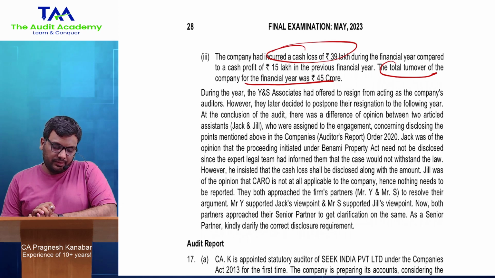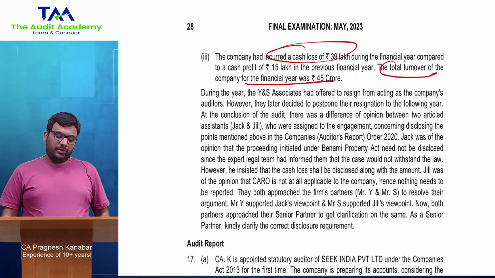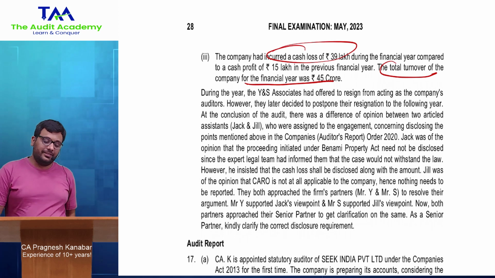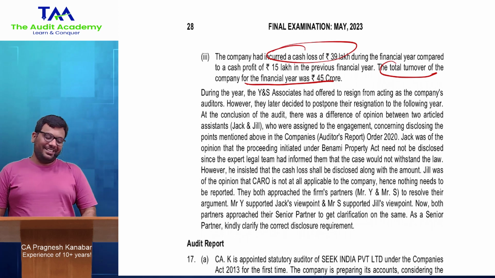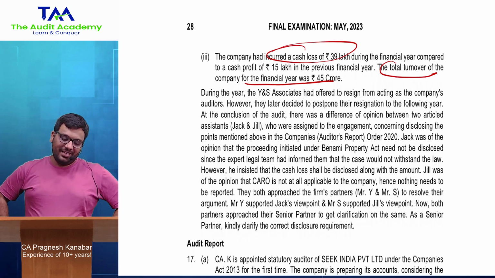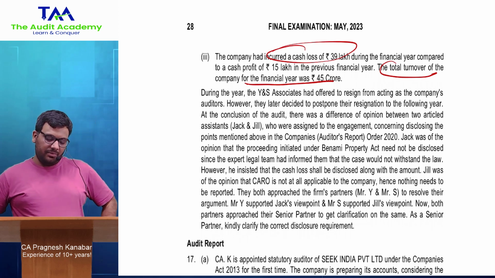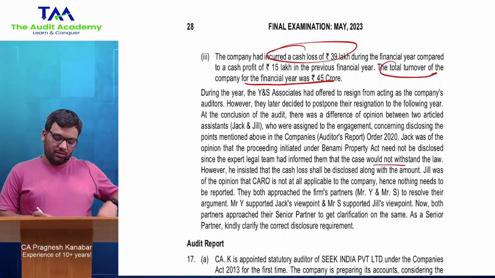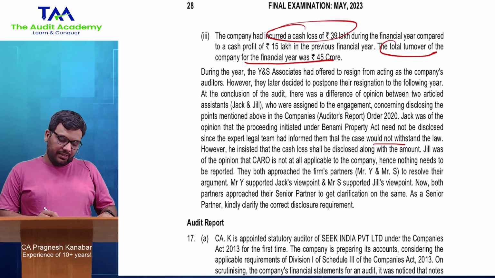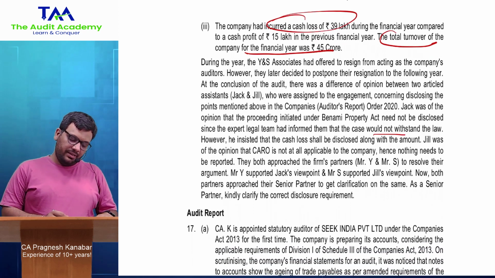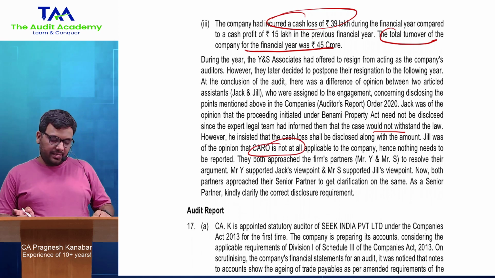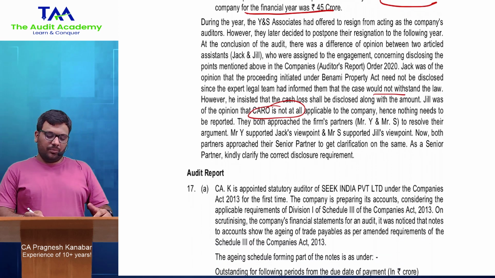During the year, YNS Associates had offered to resign from acting as company's auditor. However, they later decided to postpone the resignation to the following year. At the conclusion of the audit, there was a difference of opinion between two article assistants, Jack and Jill, who were assigned to the engagement concerning disclosing the points mentioned above. Jack was of the opinion that proceeding initiated need not be disclosed since the expert legal team had informed them the case would not withstand the law. However, he insisted that cash loss shall be disclosed. Jill was of the opinion that Caro is not at all applicable to the company and hence nothing needs to be reported. They both approached the firm's partner.